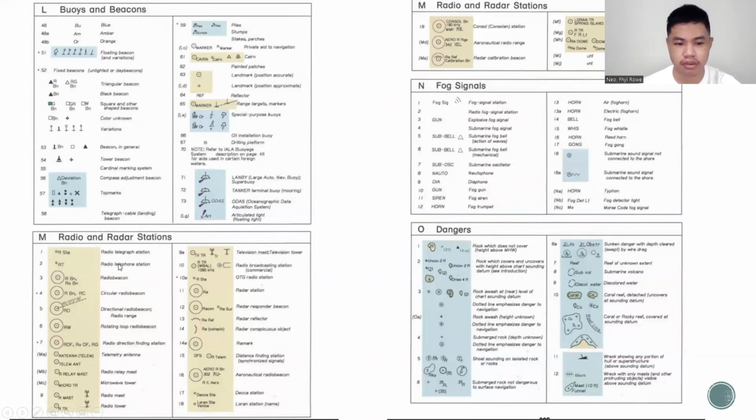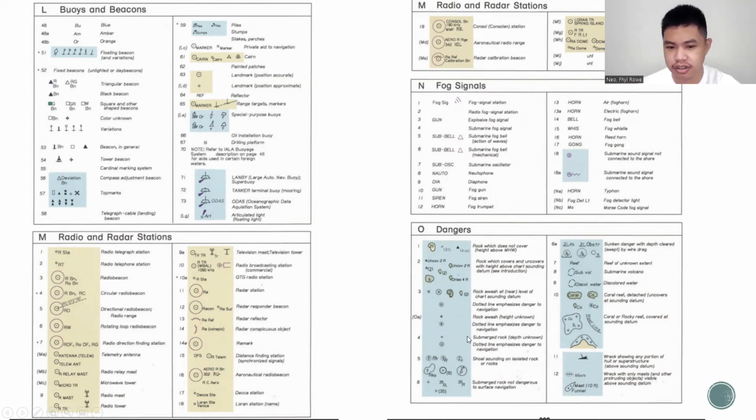And the radio and radar stations. So radio telegraph station is just a circle, then station. Okay. And the fog signals, the fog sig, then a wave or line here that just looks like a Wi-Fi symbol. Then fog sig, then exposed fog signal, which is a gun. Its symbol and abbreviation.